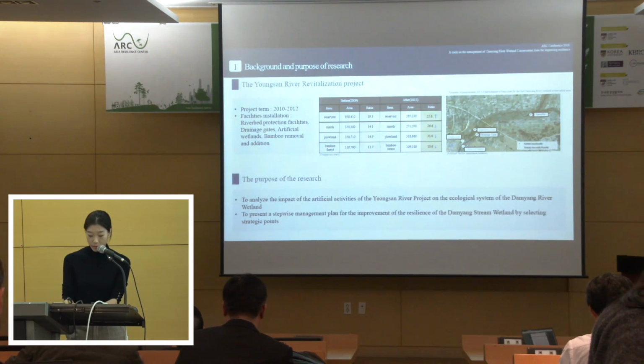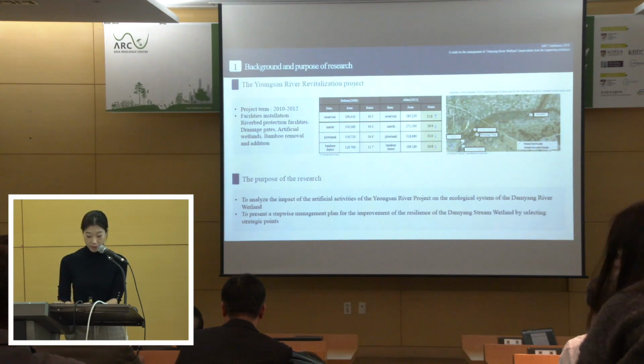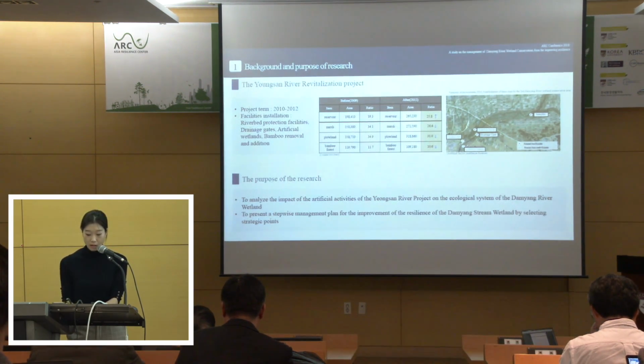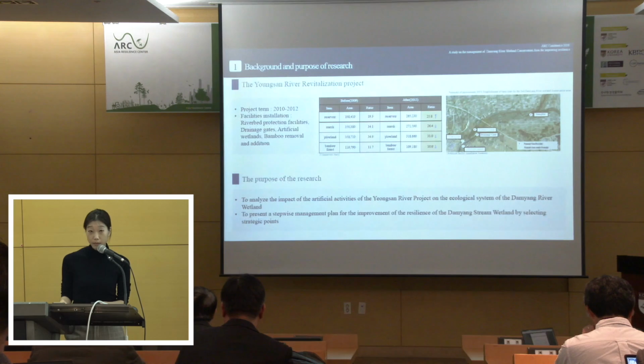The Yeongsan River project has increased the ratio of the reservoir and artificial facilities, and the area of wetland and bamboo forest has decreased. The purpose of this study is to analyze the impact of the artificial activities of the Yeongsan River project on the ecological system of the Damyang River wetland, and to present a stepwise management plan for the improvement of the resilience of the Damyang Stream wetland by selecting strategic points.